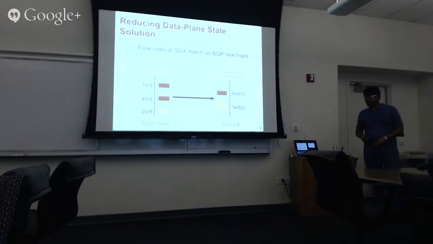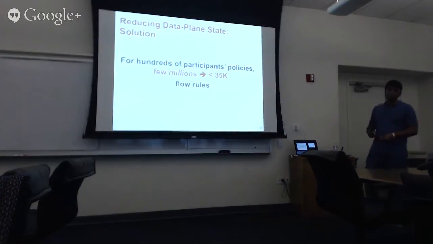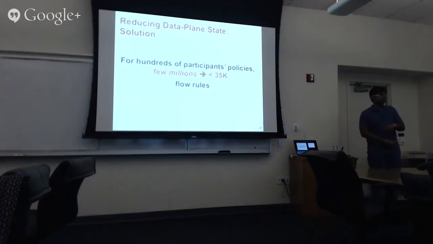And remember, initially I was talking about the initial analysis, where the number of flow rules we were talking about was on the order of a few millions. We considered 300 participants at the exchange point and some representative set of policies, and from a few millions we were able to bring that down to less than 35,000.